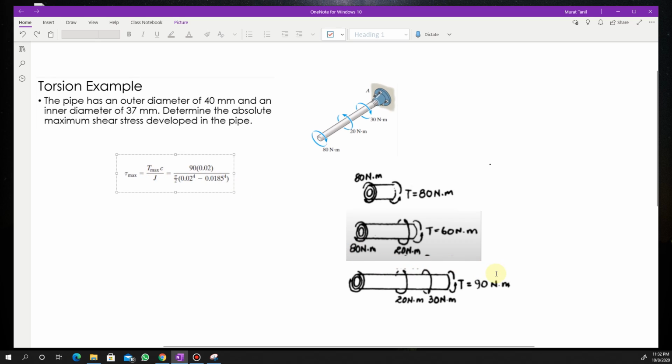So torque value was 90 Newton meter. C is the radius, so 40 divided by 2 is 20 millimeters. And we're gonna keep the units in meter. And then polar moment of inertia, pi over 2 times the outer radius to the fourth power minus the inner radius to the fourth power. So this is outer radius, this is inner radius. If you calculate this, you will get 26.7 megapascal.